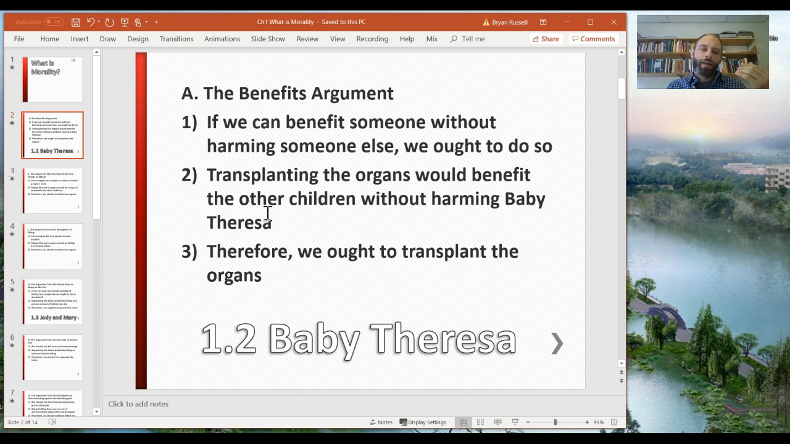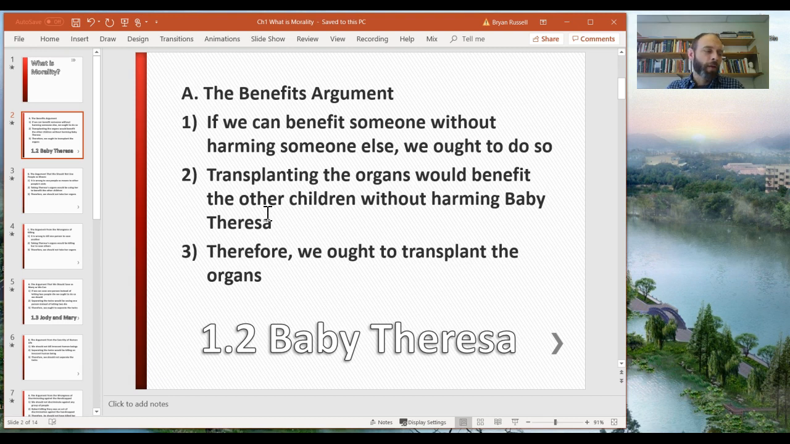So while this passes the proper form test, the objection would say this doesn't pass the true premise test. Premise two is objectionable. So how might somebody respond to this objection that, look, killing baby Teresa is an example of harming? Rachel tries to respond to this objection by saying, well, while killing normal people is an instance of harming them, killing baby Teresa actually doesn't harm her.